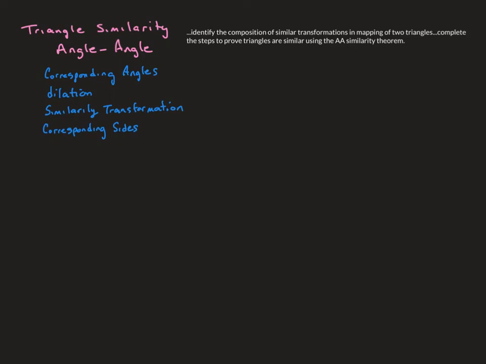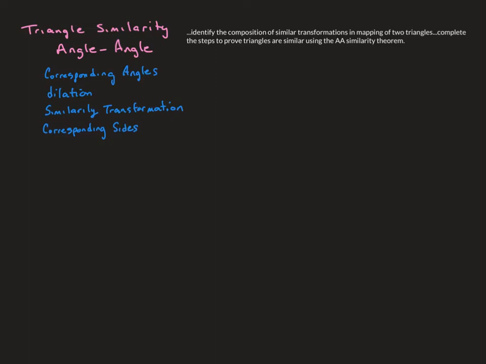All right, working with triangle similarity, the angle-angle theorem, we want to know how can similarity transformations and the angle-angle similarity theorem be used to prove triangles are similar. So we want to be able to identify the composition of similar transformations and mapping of two triangles and complete the steps to prove triangles are similar using the angle-angle similarity theorem.